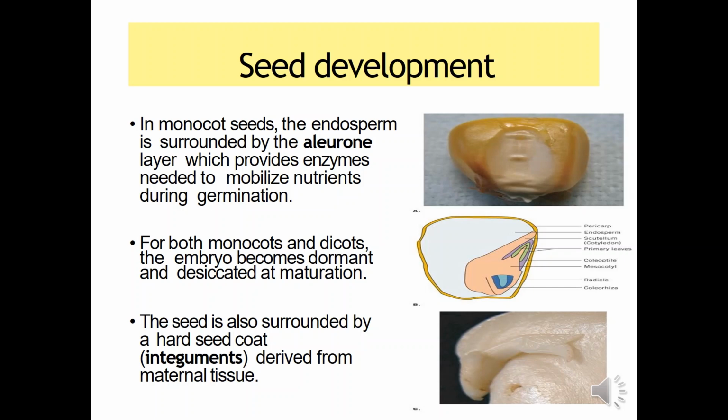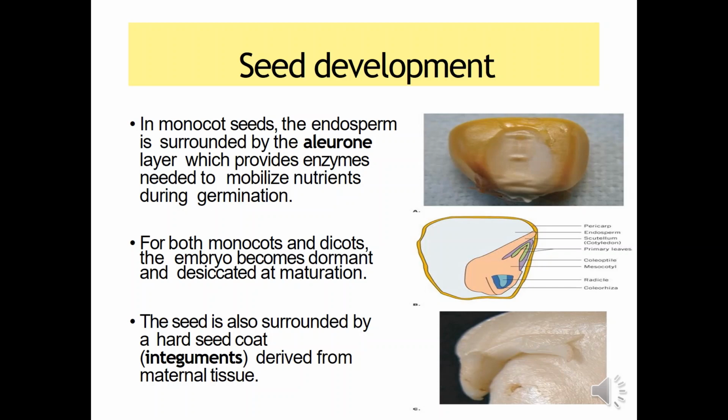Okay, so for both monocot and dicot, when they become an embryo and mature, it will be in the dormant and desiccated stage. The seed always becomes dormant or desiccated. So when they need to germinate, they are waiting for the favorable condition. As I told you in your first video, if they get enough oxygen and enough water, they are able to germinate. And one more thing, this seed is surrounded by a hard seed coat that we call the integument. The integument is the seed coat that is derived from the maternal tissue.